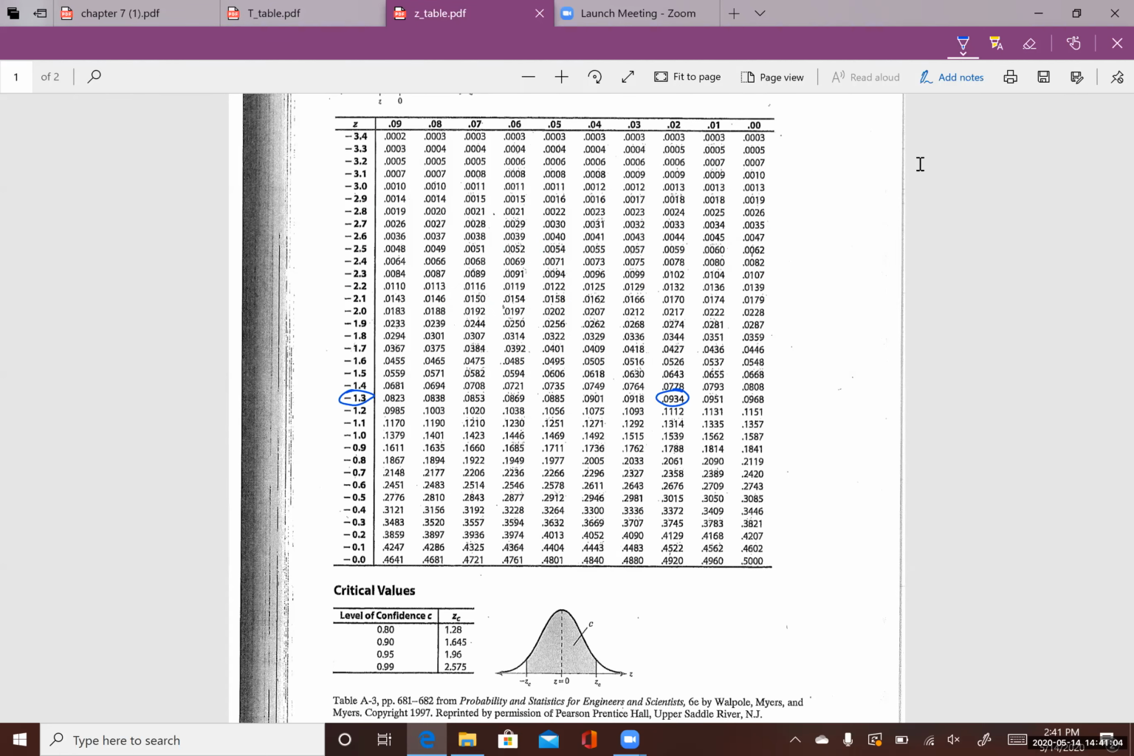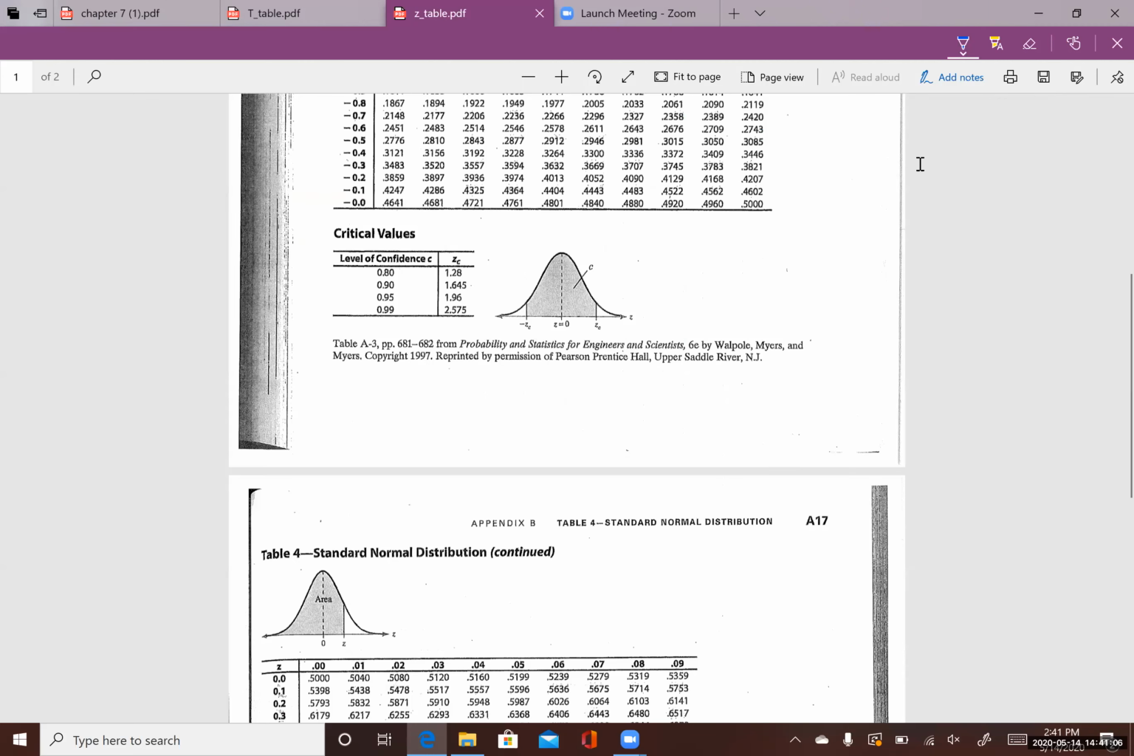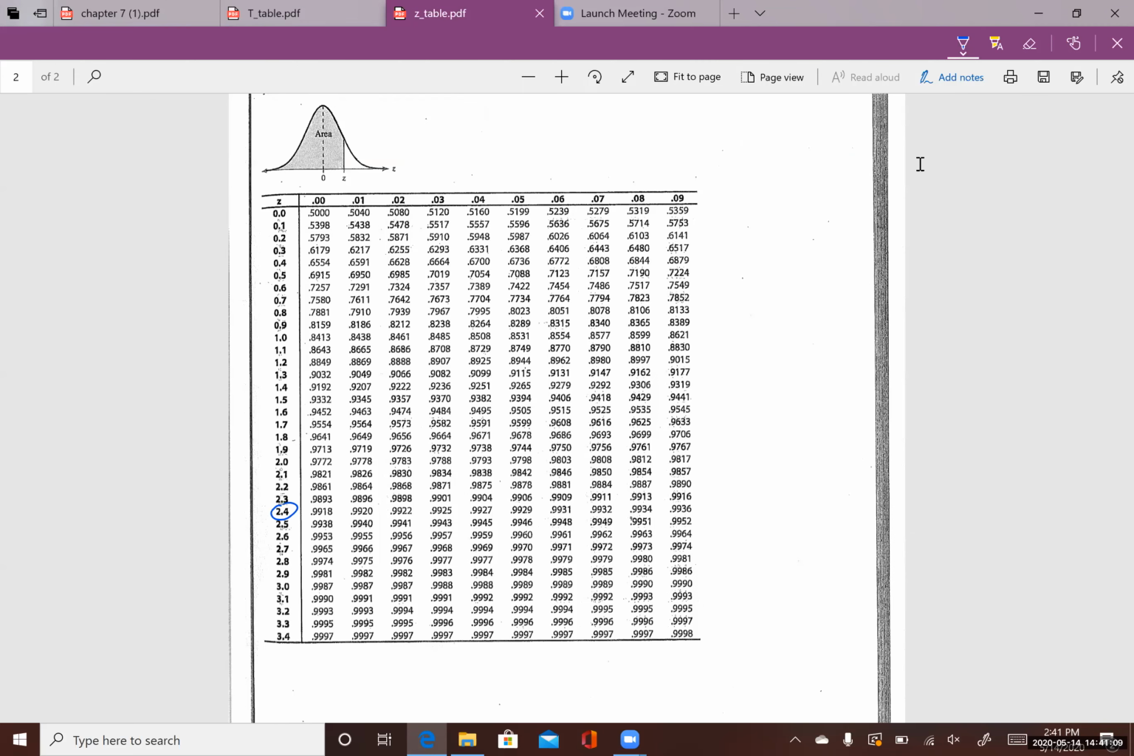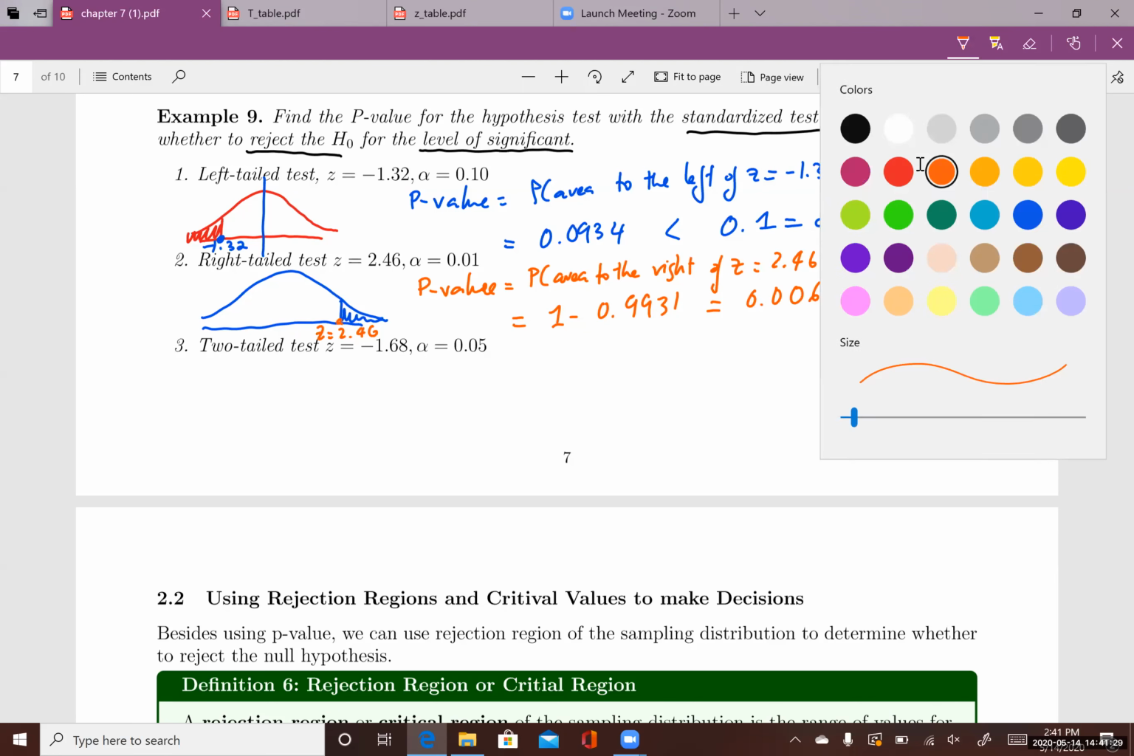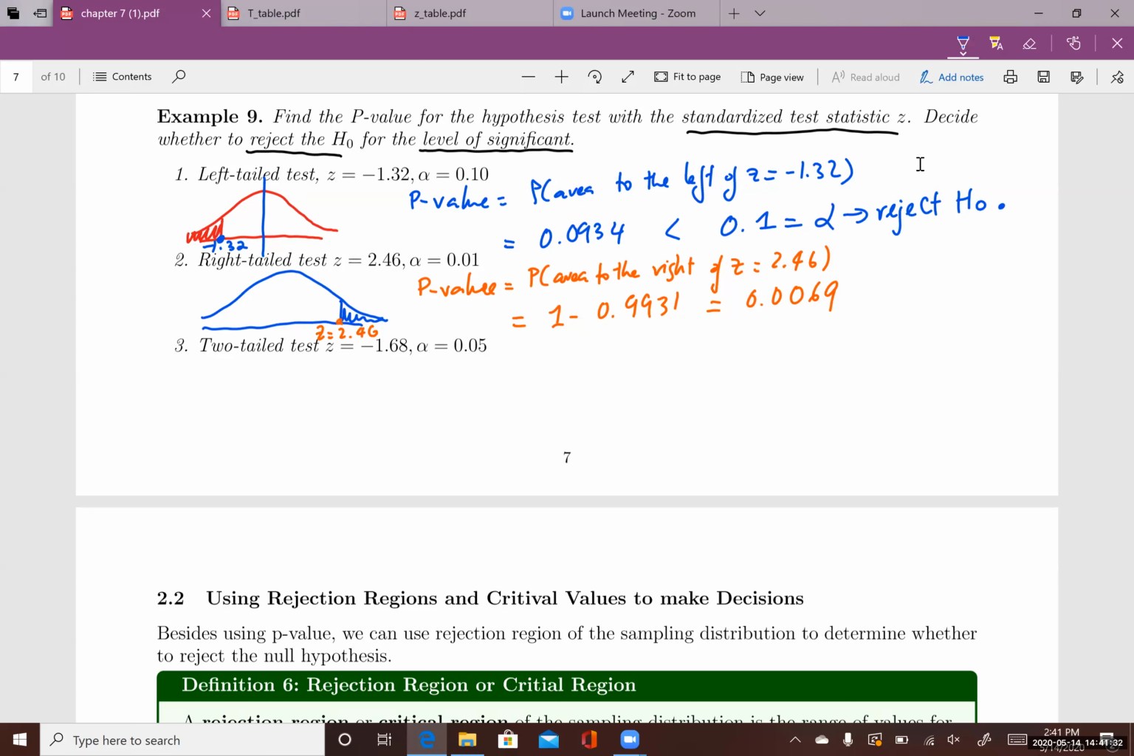So to the right, that means it's 1 minus the area to the left. For 2.46, 2.4 right here, 6 is right here. So 0.9931, 1 minus 0.9931, that would give you 0.0069. Okay. So this is the p-value, and I compare the p-value with alpha. Is it less than or greater than alpha? Alpha now is 0.01. It's still less than 0.01, which is alpha. So my decision is still to reject the null hypothesis.